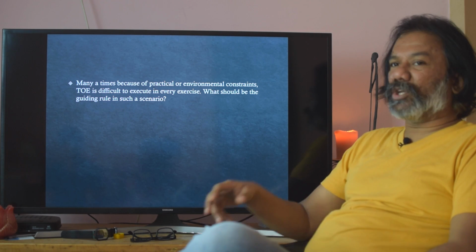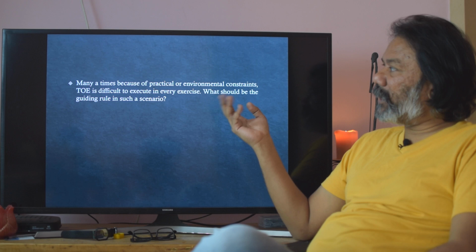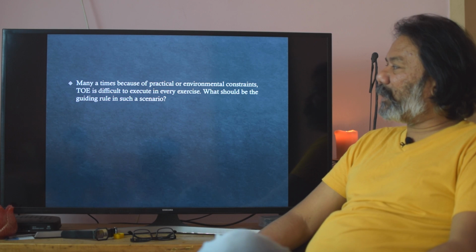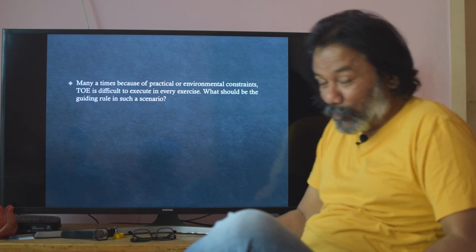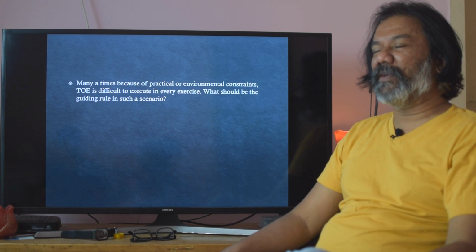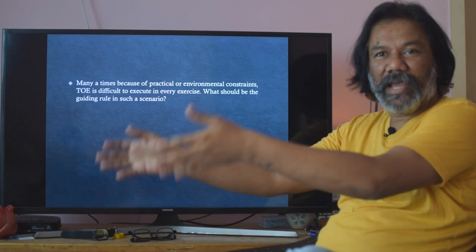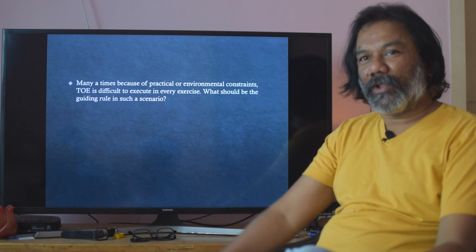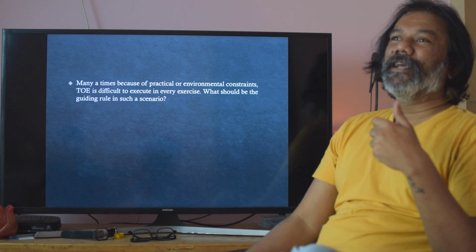Right. So the next question is also on context. Again, this I think is a good question which is specific to task-oriented. Many times because of practical or environmental constraints, it is difficult to execute every task-oriented exercise. What should be the guiding rule in such a scenario? I don't know about the guiding rule, but I have gone to homes of patients with stroke where the house was 8x6 or something like that, and they had a bed, and when the patient stood up and I was standing, there was no room for them to walk at all. I really didn't know what to do. I still don't know what to do in that case.